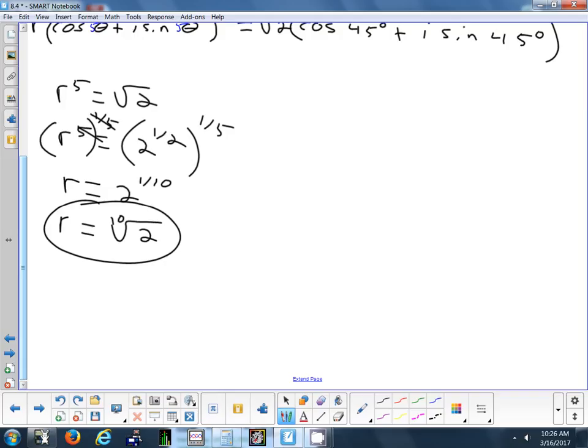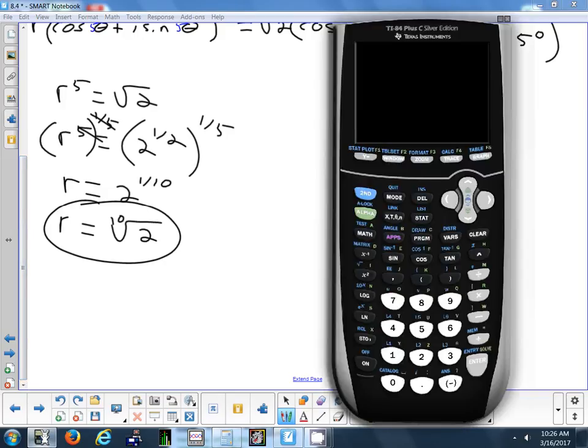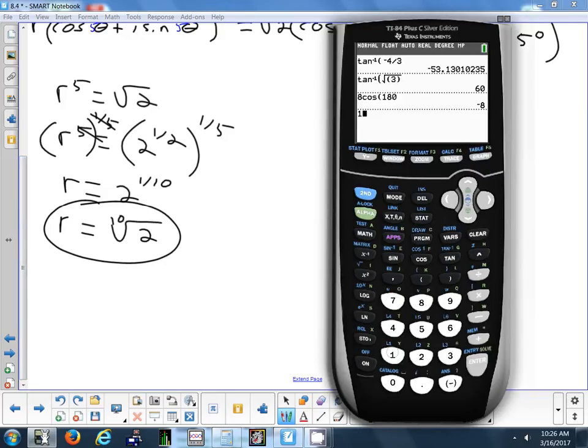I'm not going to do this out. Does everybody know how to type a 10th root in on the calculator if you had to do it out? So you type in 10, math, 5th option, and then you can type in the 10th root of 2. Most of the time, they're not going to ask you to do this out, so you don't need to know that, but it's handy if you ever need to.